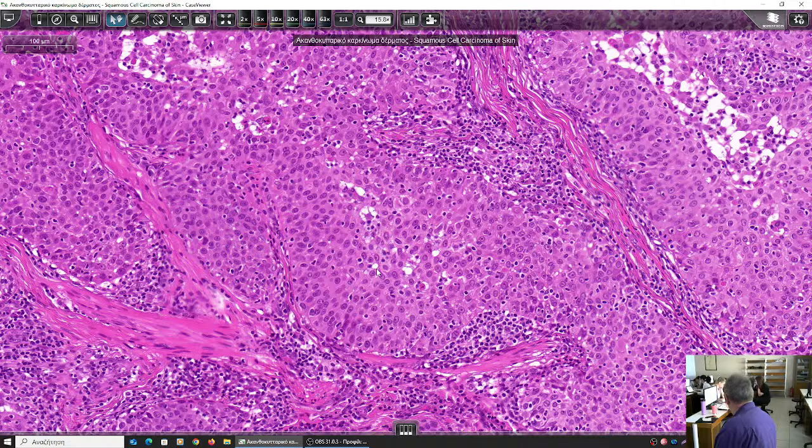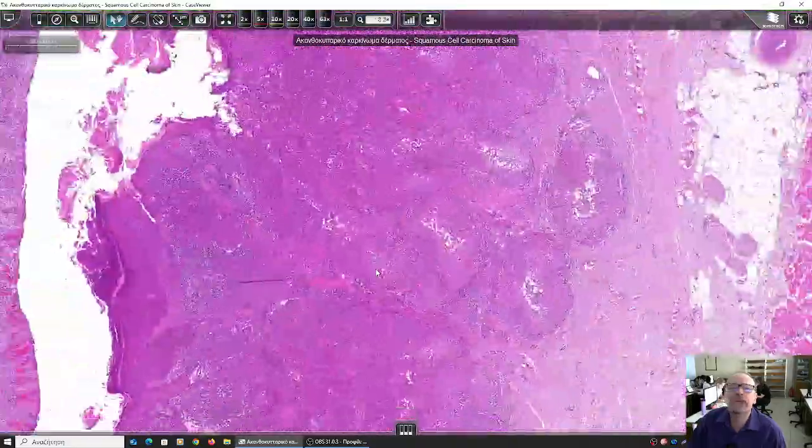P63 or P40. These are immunomarkers of squamous cell differentiation. However, they are not necessary here. Why? Because this is moderately differentiated, of intermediate grade. Grade 2 squamous cell carcinoma.